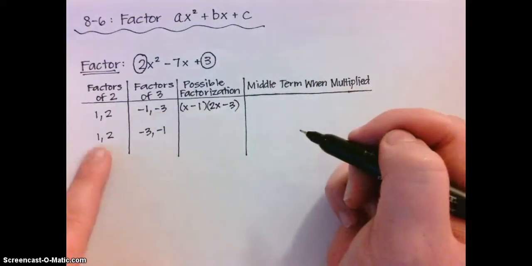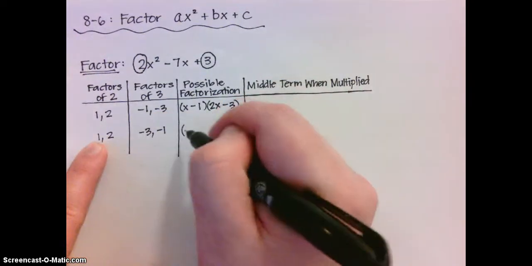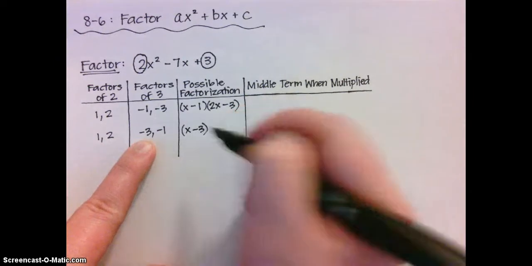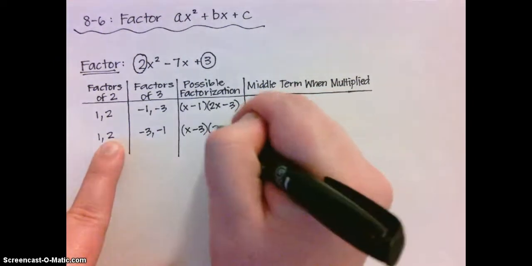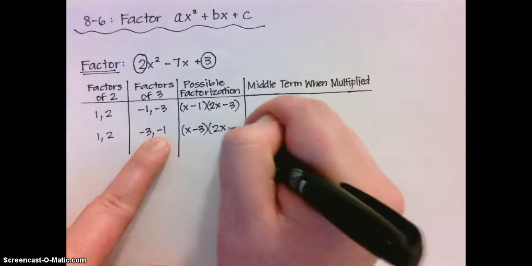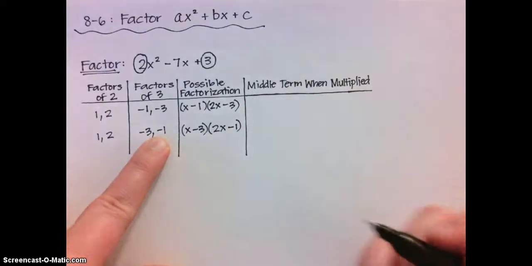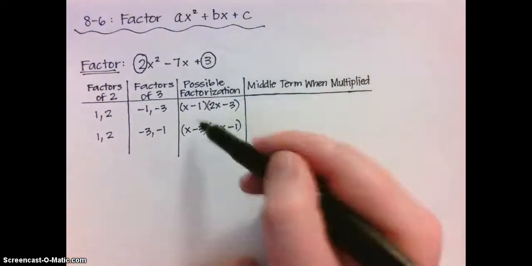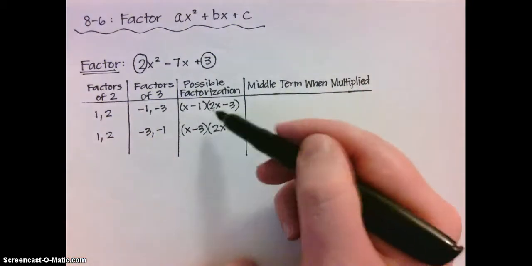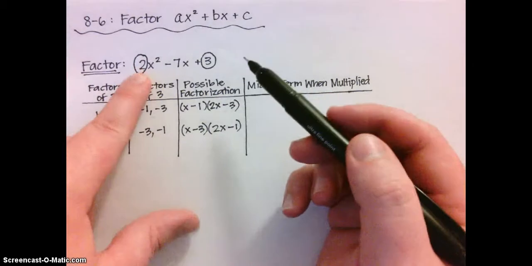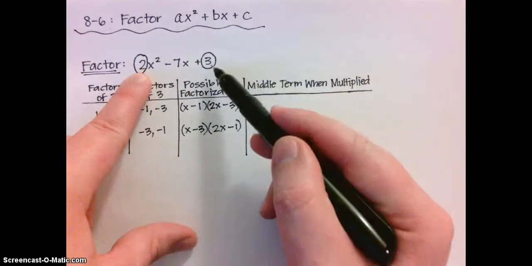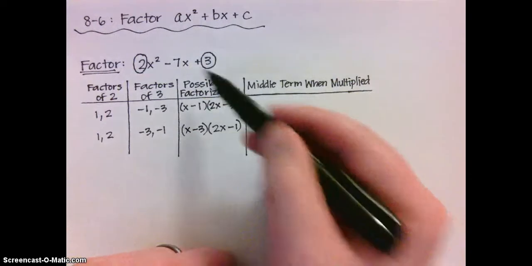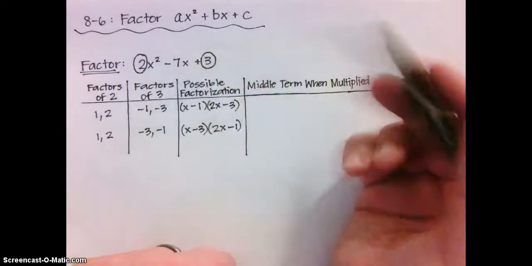So now let's try to set up the next one. Again, I'm going to have an x, but this time I'm going to have minus 3. And the second one is going to be a 2x minus 1. All right, so take your time when you're doing this, with your matching. So now I have two possible ways. These are really the only two ways if I'm going to get a 2 as the leading coefficient and a 3 as the constant. But I need to figure out which of these is going to help me to get the negative 7x in the middle.